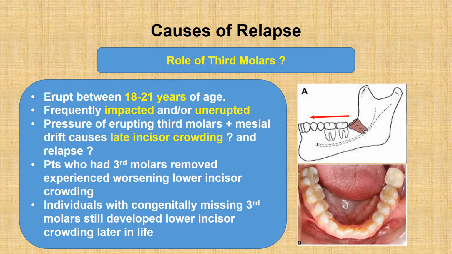As we can see, some researchers have pointed out that even after the third molars have been surgically removed, the lower incisor crowding still worsens. And the other point is, even individuals with congenitally missing third molars still develop lower incisor crowding later in life. So the role of third molars in the cause of relapse is unproven.